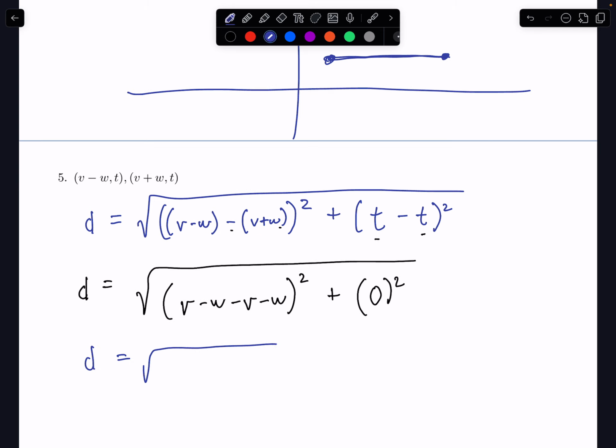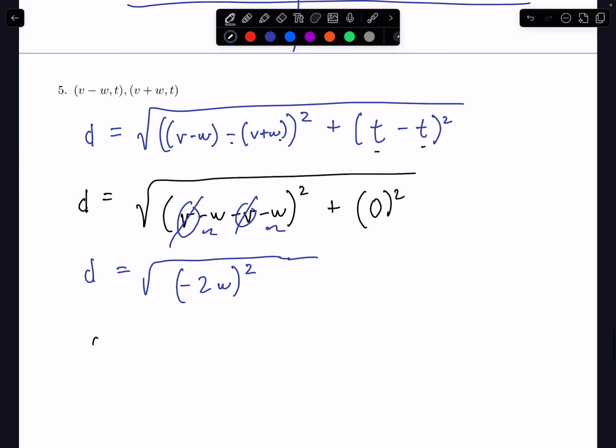Okay, there we go. So now the v minus the v cancel each other out. Negative w minus w is negative 2w. And remember, that's squared. Plus 0, but that 0 is just going to disappear, so no sense writing it. Okay, next line. Negative 2w squared. When you square something like this, remember you square the number, so that gives me 4. And you also square the letter, so that gives me w squared.